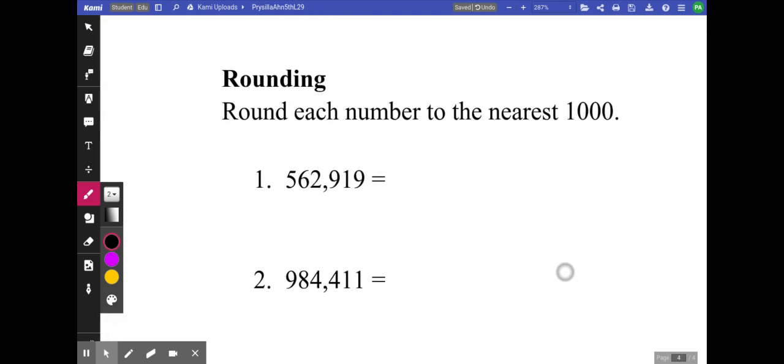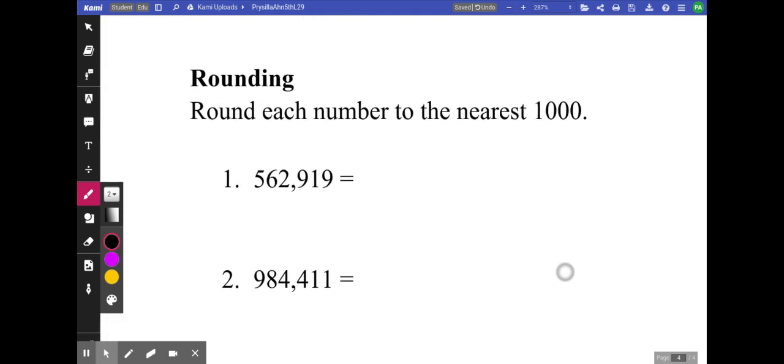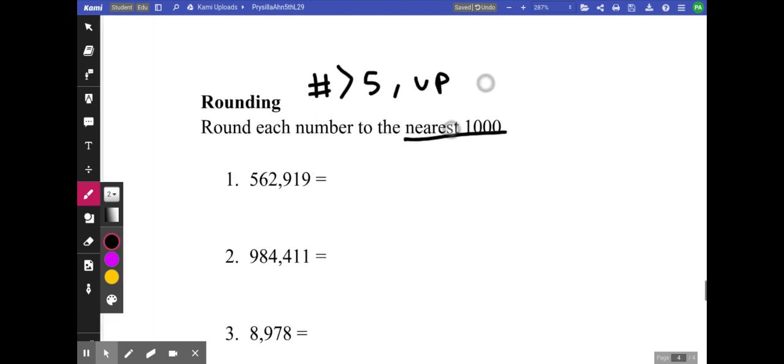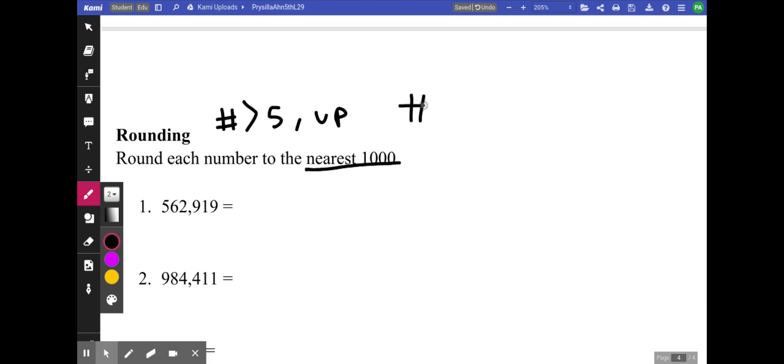And lastly, rounding to the nearest 1,000. Okay. So when it says nearest 1,000, we're going to determine if the thousandth place in the numbers is going to go up or down. Okay, so remember, any number that is 5 or bigger, you go up 1. But any number lower than 5 stays.